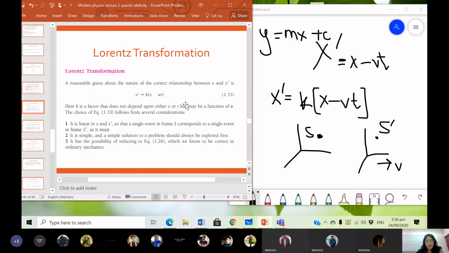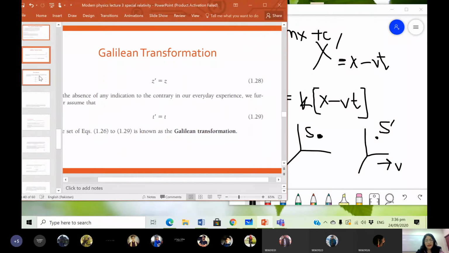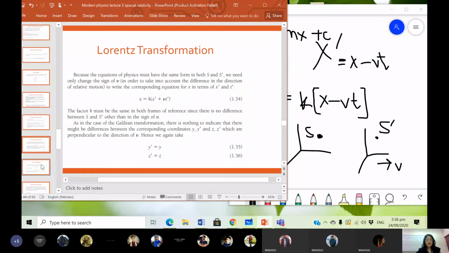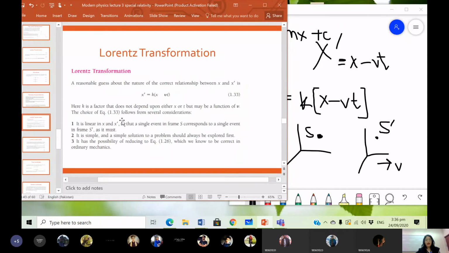And then it has the possibility of reducing to 1.26, which we know to be correct in ordinary mechanics. 1.26 was this equation, let me just go back there. It reduces to the Galilean transformation in the case of ordinary classical mechanics. So it has to follow these three conditions. Our guess that we made over here has to obey these rules. These are three considerations that we're taking when we're making a guess like this.